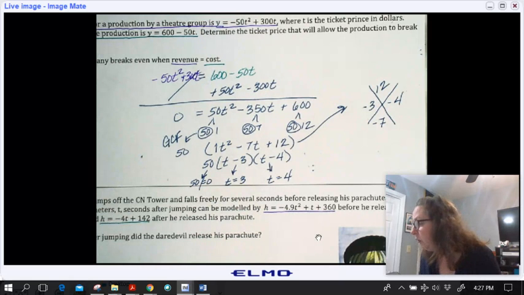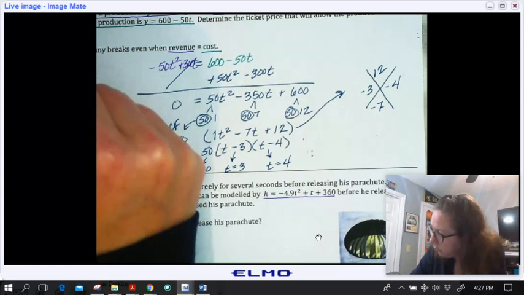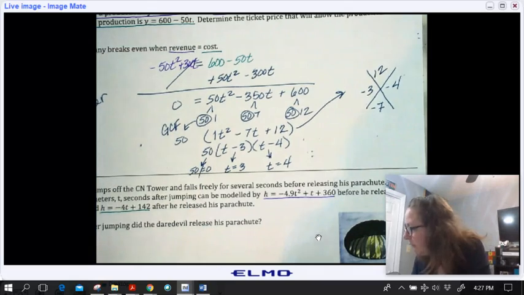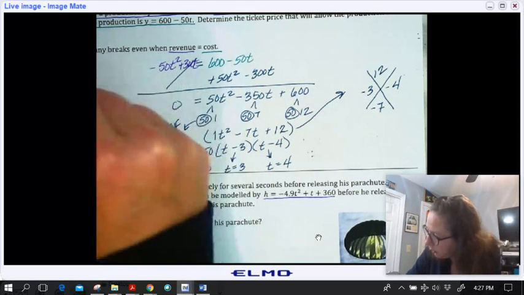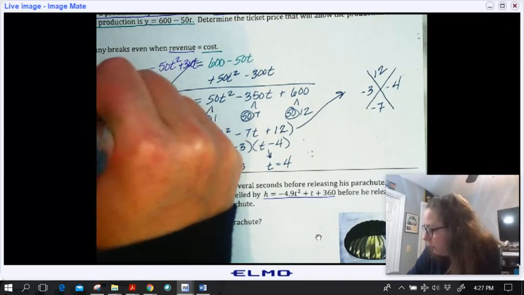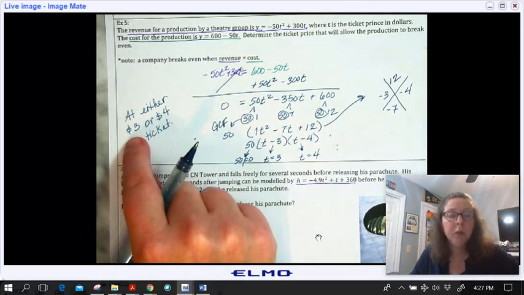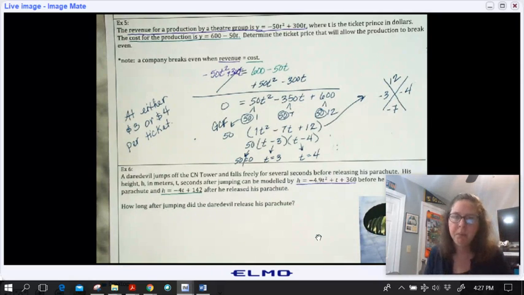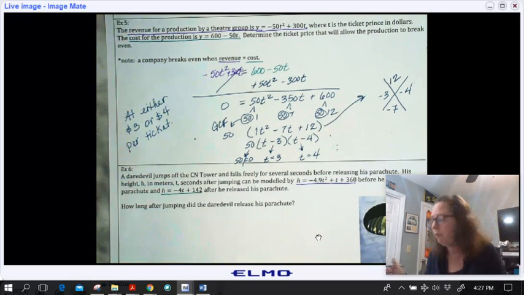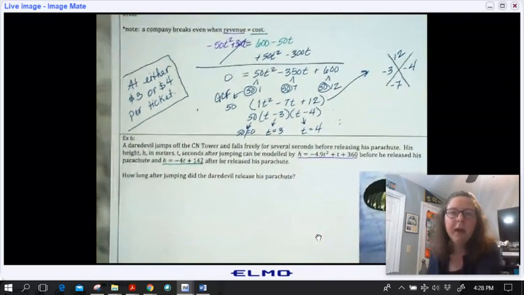So here's the answer. Determine the ticket price that will allow the company to break even. Well, it can break even at both or either. T is the ticket price in dollars, so at either $3 or $4 per ticket. And that might not seem like it makes sense, but if your ticket price is cheaper, more people are going to probably go and want to watch. If it's a little more expensive, you're going to earn more money for each ticket, but maybe less people are willing to go. Okay, so at either $3 or $4 per ticket is my answer. Awesome.